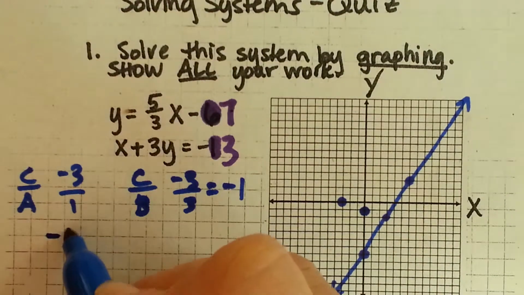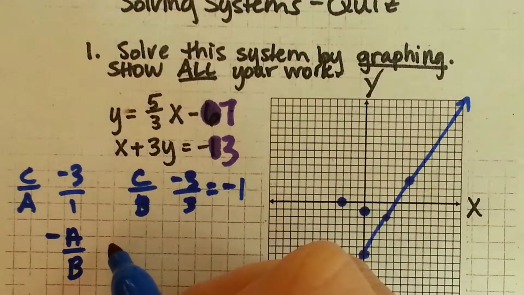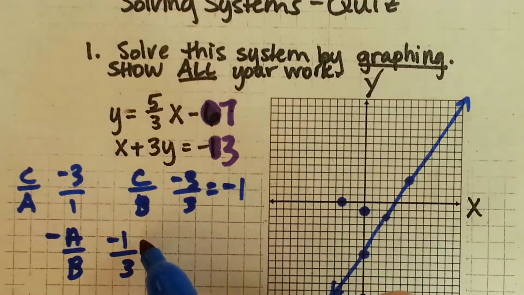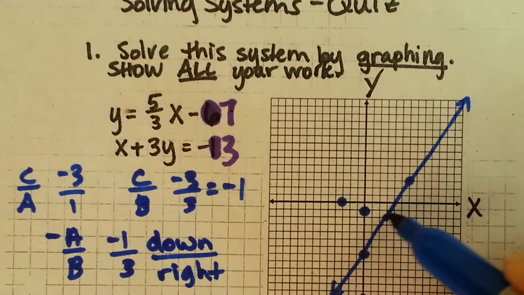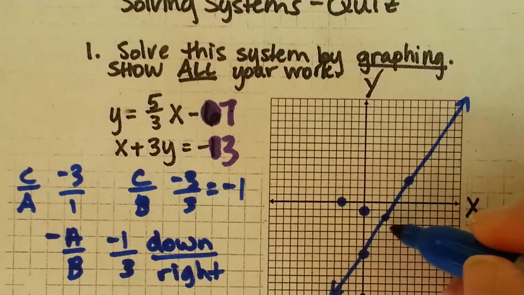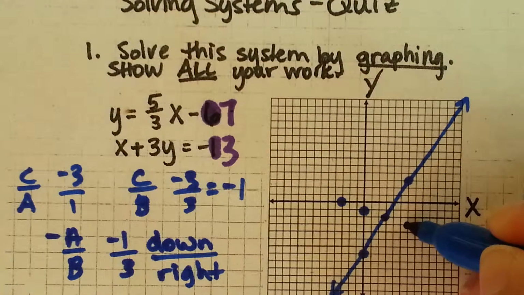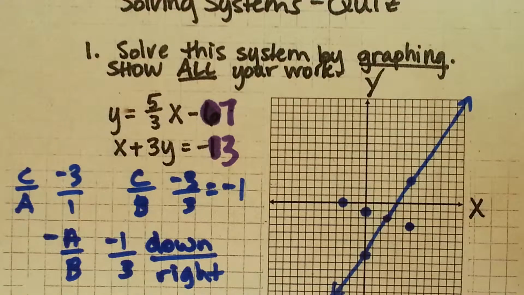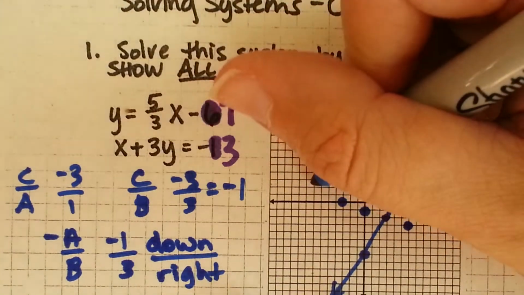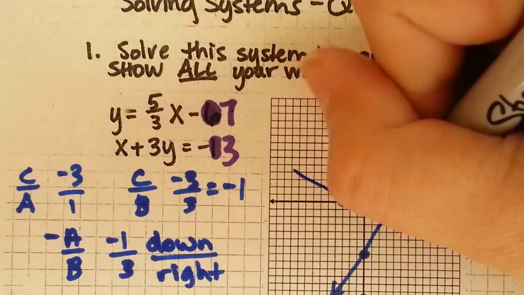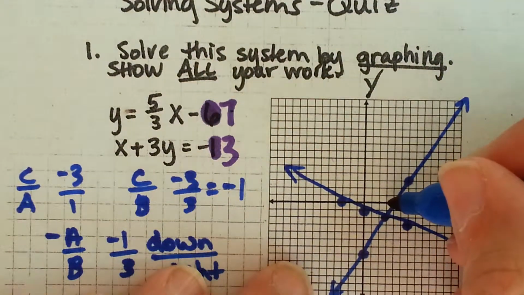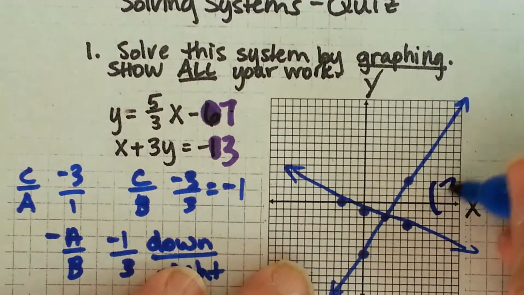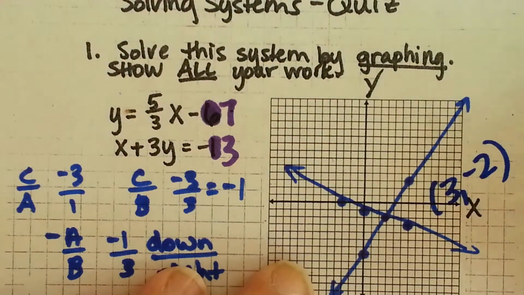And if we wanted the slope, it would be -a over b. So we have -1 over 3, so down 1 and to the right 3. Down 1, right 3, down 1, right 3. And we should see our intersection point. So we'll go ahead and draw our line. And they happen to cross at 3, -2. So 3, -2 would be our solution.